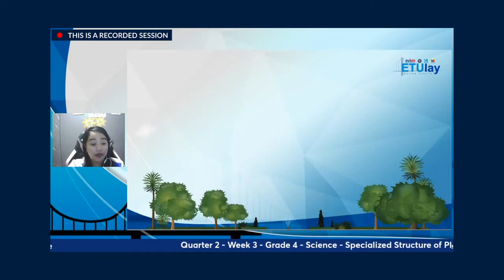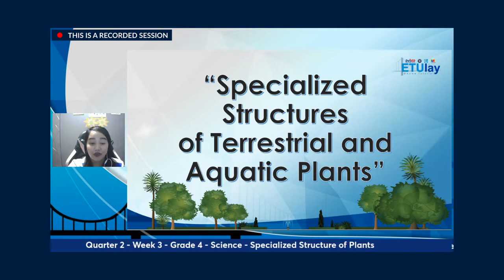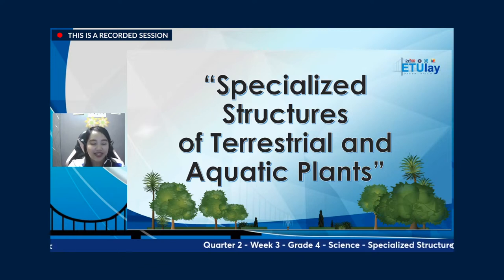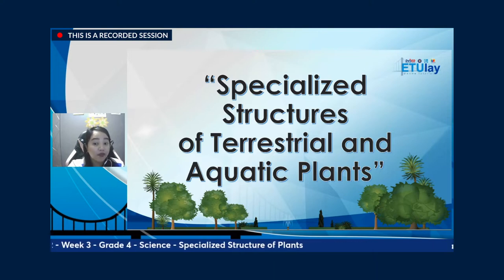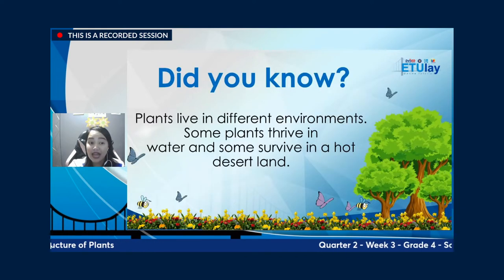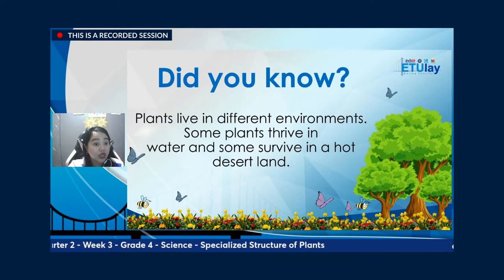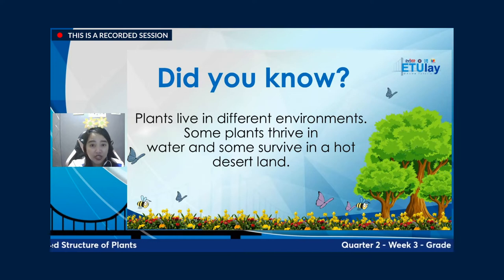For our aghang kaalaman, the specialized structures of terrestrial and aquatic plants. And will you please look outside your home and use a few minutes to look at the plants around you? In the previous lesson, you learned that animals live and survive in different environments using their adaptive behavior and body parts. And did you know, our little scientists, that plants live in different environments? Some plants thrive in water and some survive in hot desert land. And living things will not be possible without plants, children.